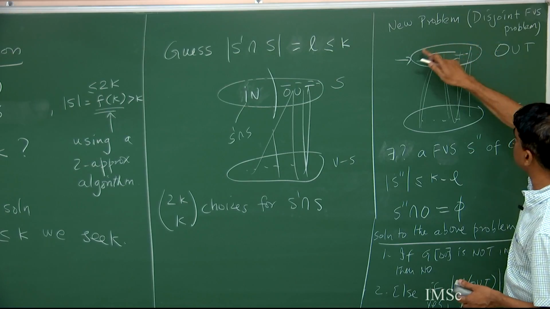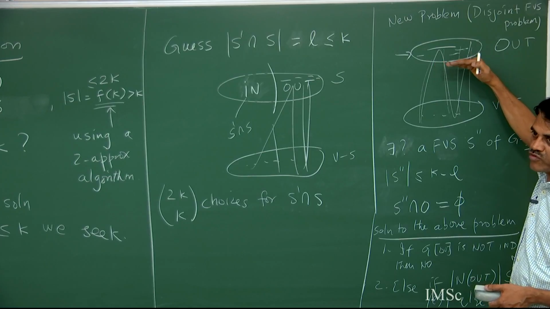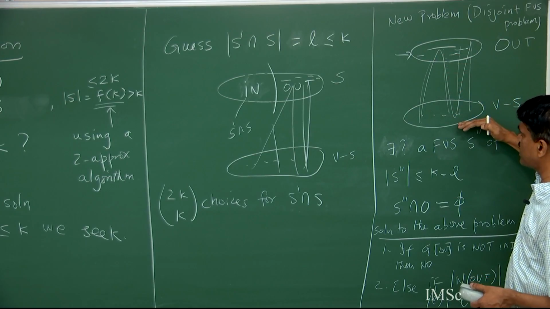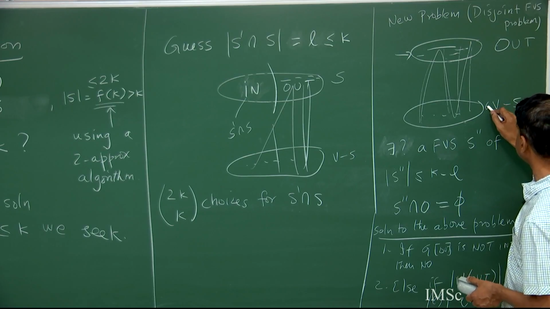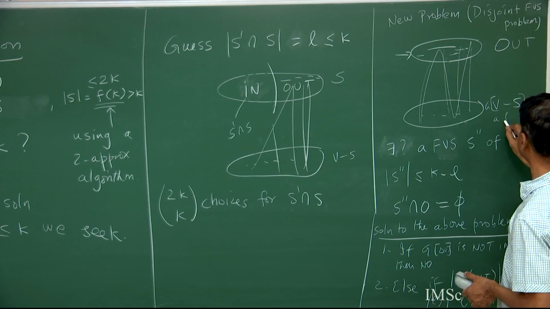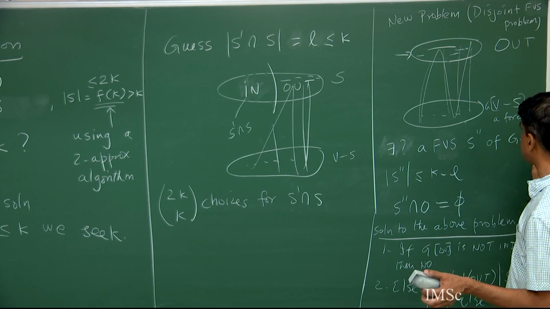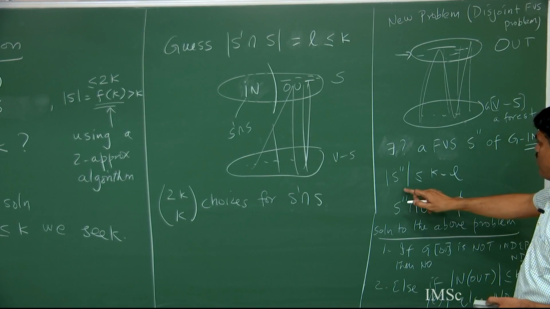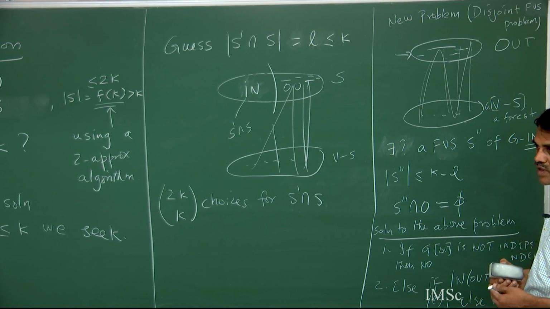So I have a set of vertices here which I decided I am not going to pick for my solution from S, and what do I know about this? It is a forest, right? The question is, does there exist a feedback vertex set S prime of G minus N of size at most k minus l that does not intersect O? Okay.